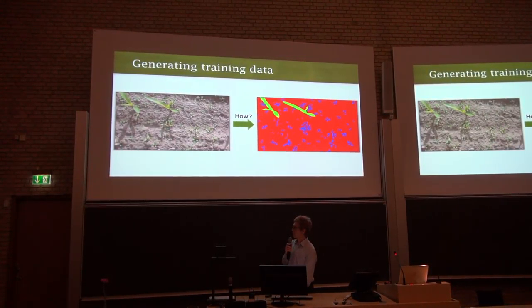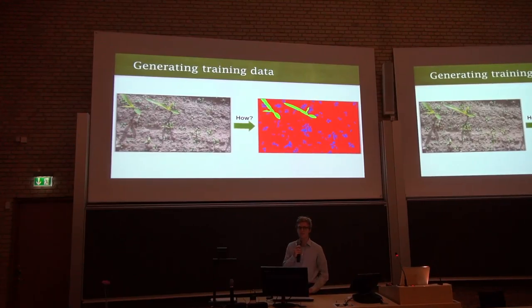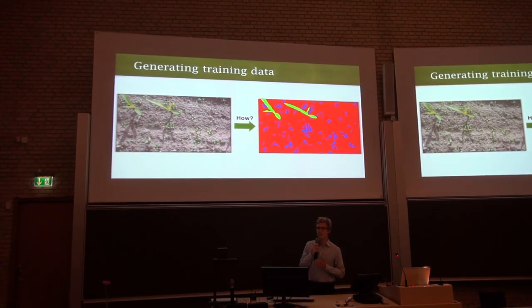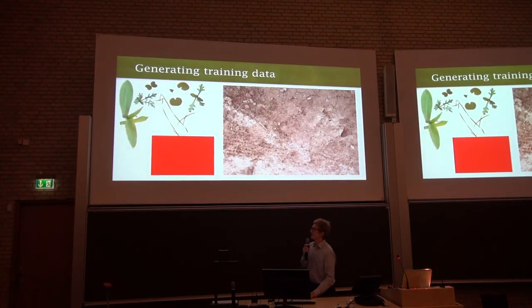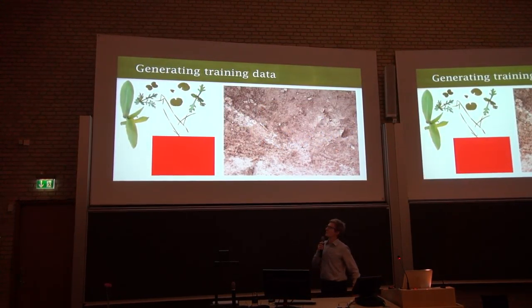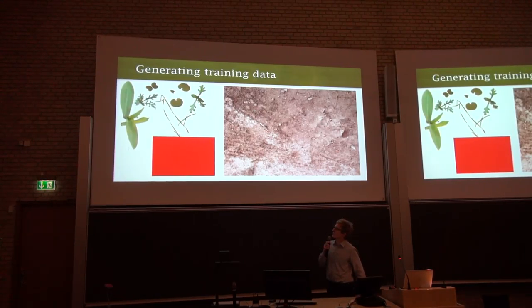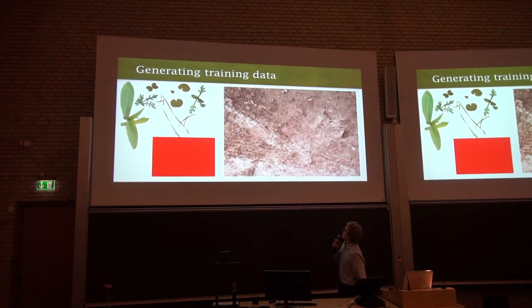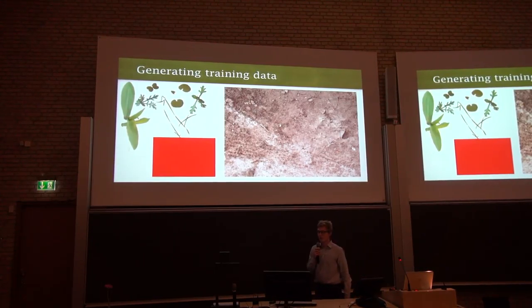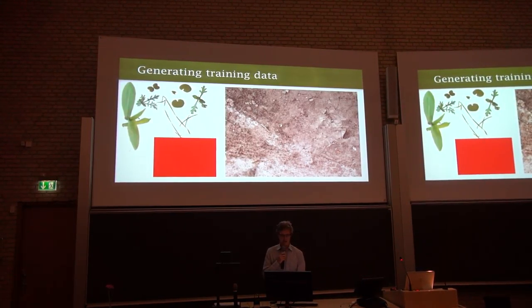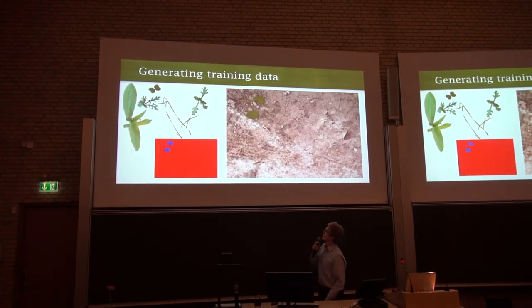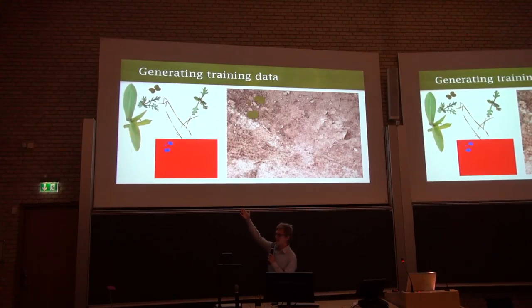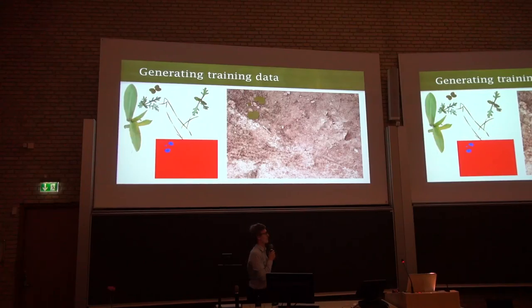So instead of doing this manually, we came up with the idea of making a simulation of images and using that for training. So the general idea is that we have a lot of images of segmented weeds and crops, and then we have some images of bare soil. If we then take these plants one by one and put them on top of this soil image and update our ground truth image at the same time, we can simulate these images from the field.